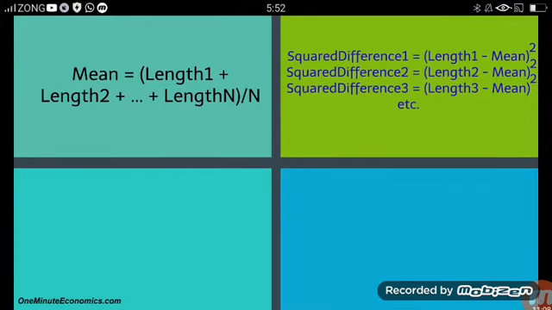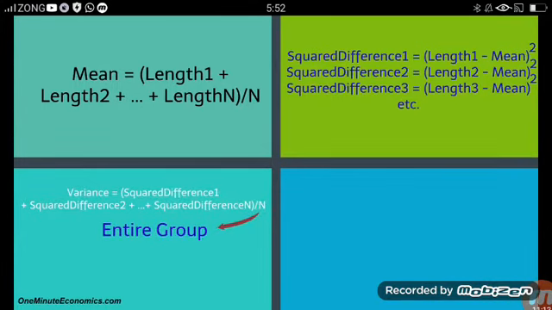In other words, squaring it. Step 3, we once again calculate the mean, but this time the mean for the previously calculated square differences, and that mean is called the variance.